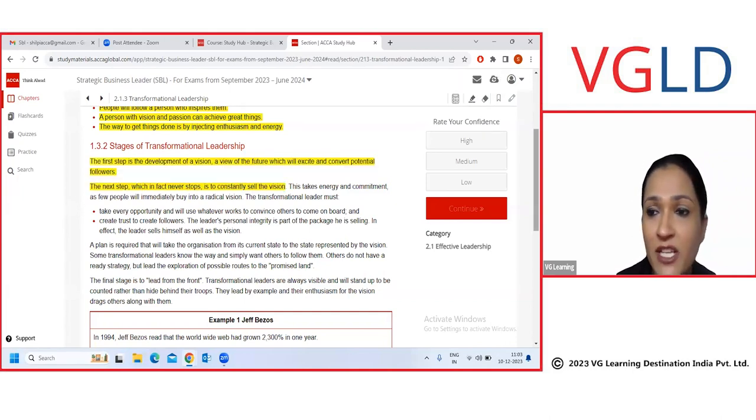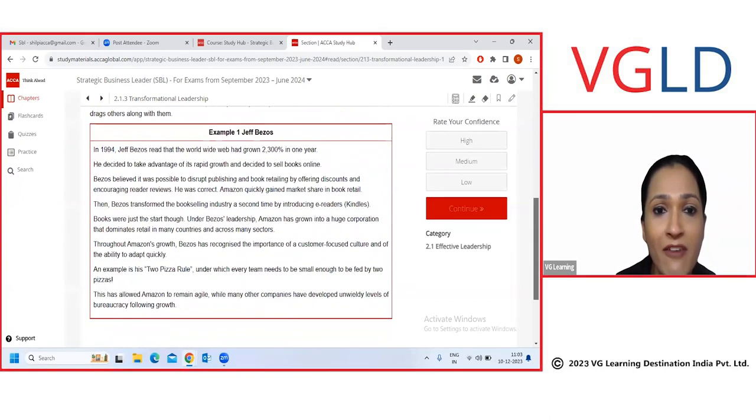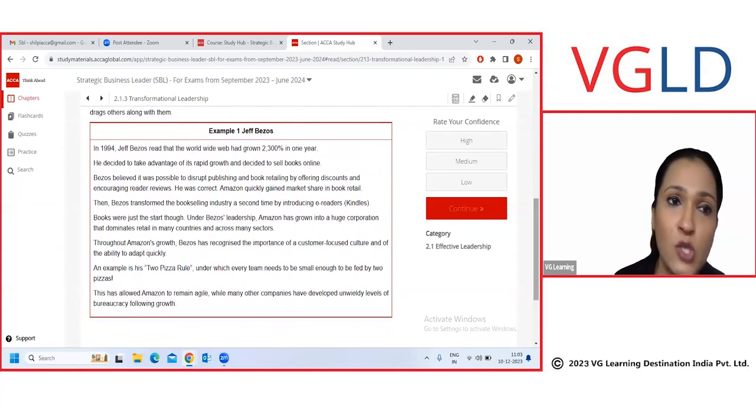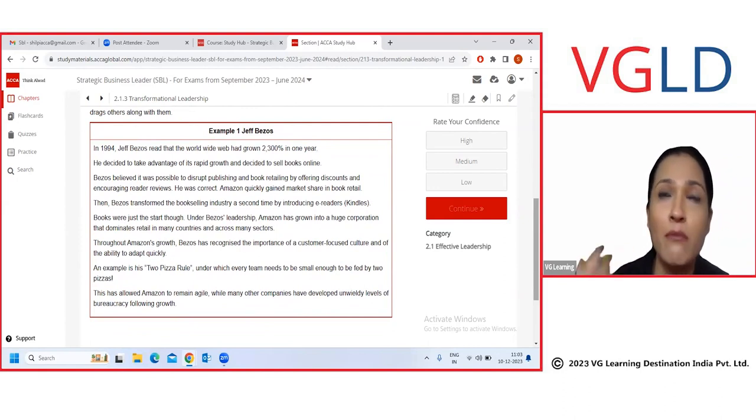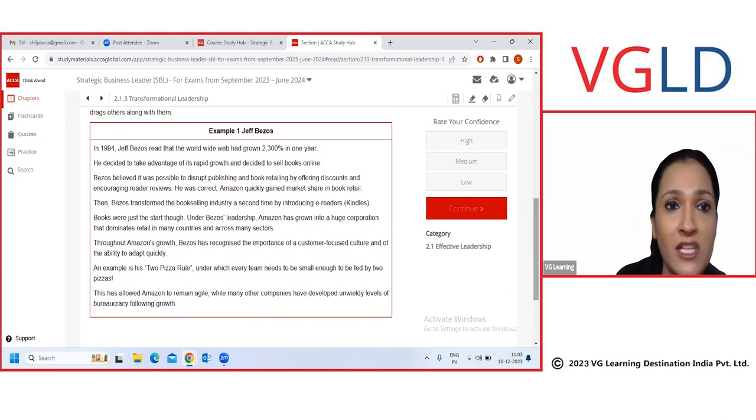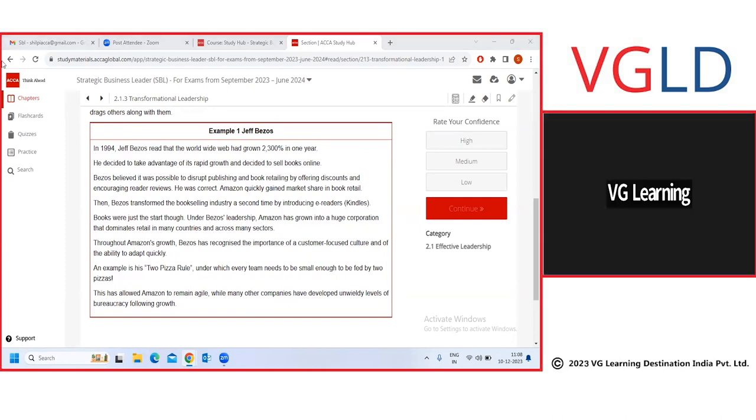Any doubts in transformational leader? Because I want you to have a look at an example of Jeff Bezos. Why are we calling him a transformational leader? Has he really been able to drive and bring about that transformational change in the journey of Amazon? Very quickly, have a look at the example. Done reading, everyone? Do you understand why we are calling Jeff Bezos an example of a transformational leader? Right? Guys, ask if you have any doubts here.